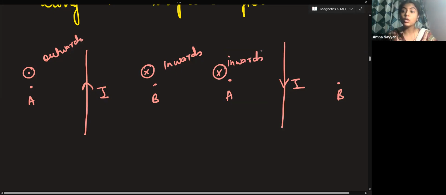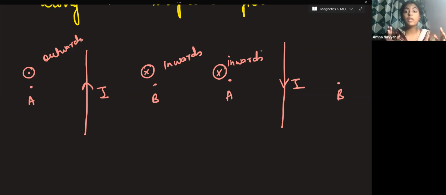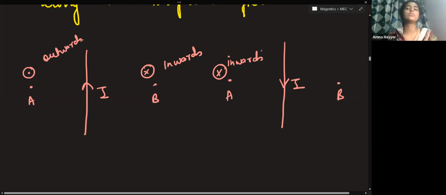Remember these symbols, cross and dot. They will show you the direction of the magnetic field, because writing all the time "into the page" and "out of the page" is not possible. So inwards and outwards, dots and crosses will be used.